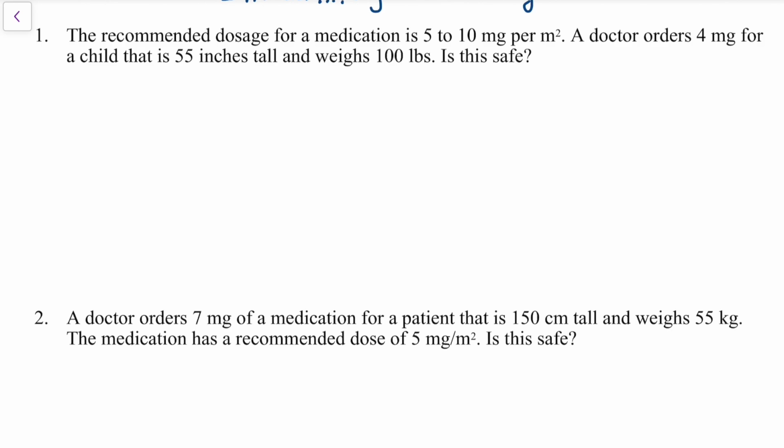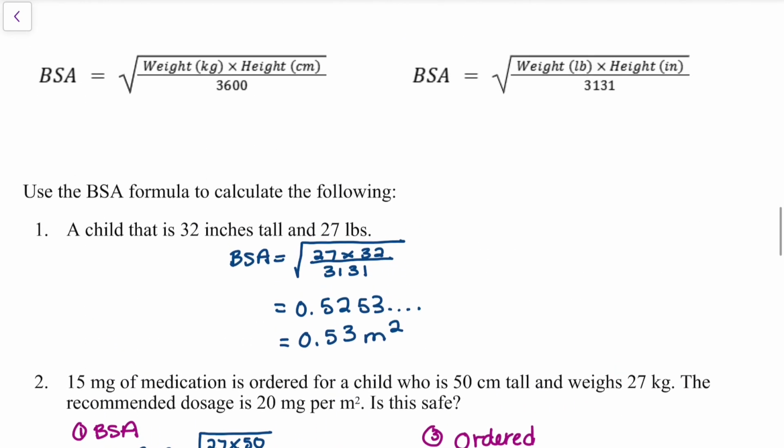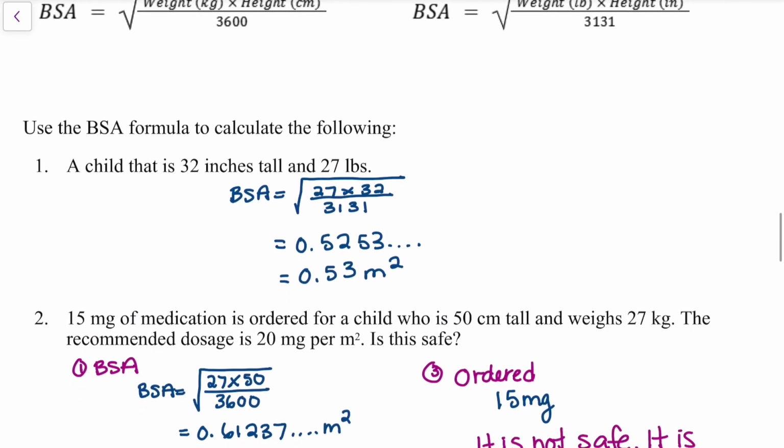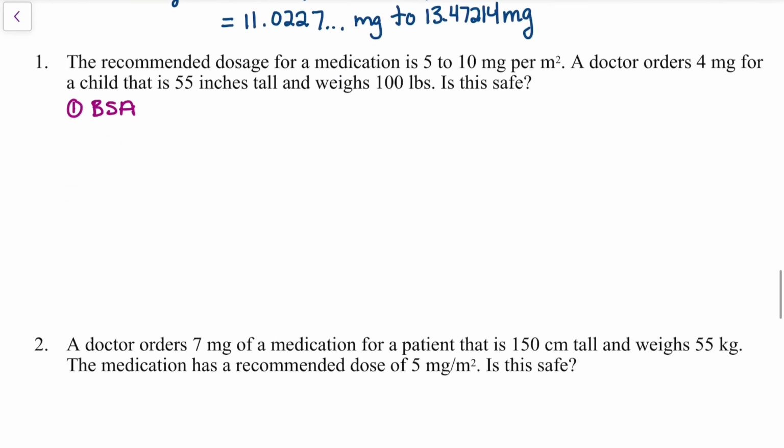Okay, the recommended dosage for a medication is 5 to 10 milligrams per meter squared. A doctor orders 4 milligrams for a child that is 55 inches tall and weighs 100 pounds. Is this safe? So we're going to follow the same steps that we did before. We first have to see what the body surface area is because our recommended dosage is given per meter squared. So we're given inches and pounds. Again, that's our imperial formula.